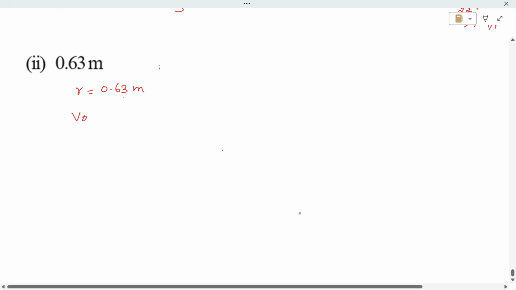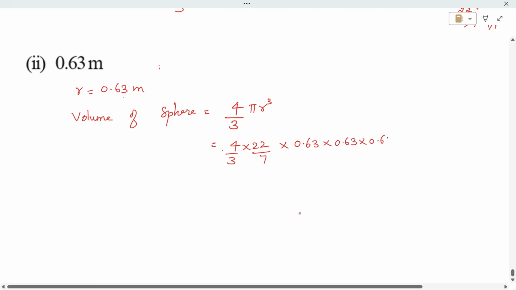I need to determine the volume of a sphere. So again, always write the formula. So you will get marks for the formula as well. It is 4 by 3 pi r cube, isn't it? So it is 4 by 3 into 22 by 7. R is 0.63. So if it is cubed, then I have to multiply this by itself 3 times, right?